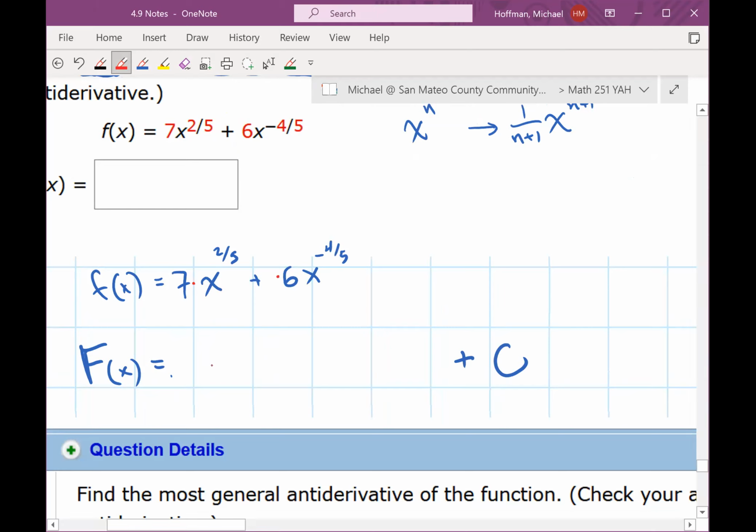And I'm going to say that this whole thing is going to be divided by 2/5 plus 1, and x is going to be raised to the 2/5 plus 1. And that's my 7 times x term, plus I'm going to have my 6x to the negative 4/5 divided by negative 4/5 plus 1.